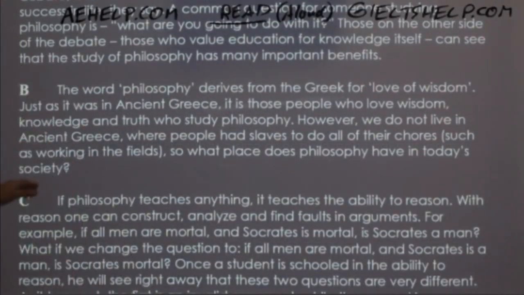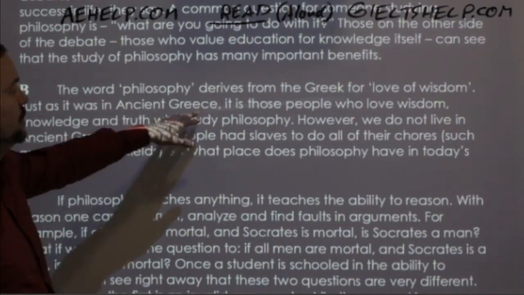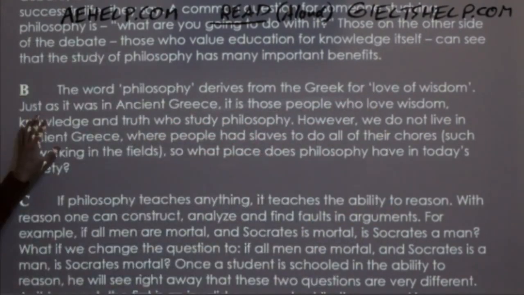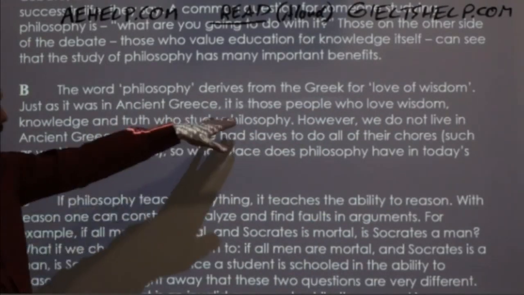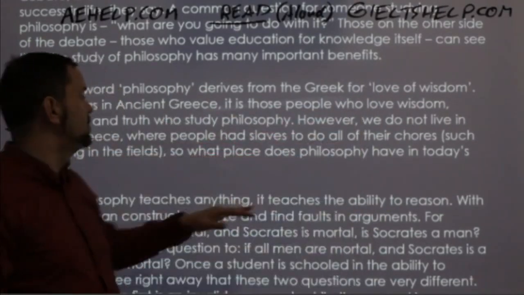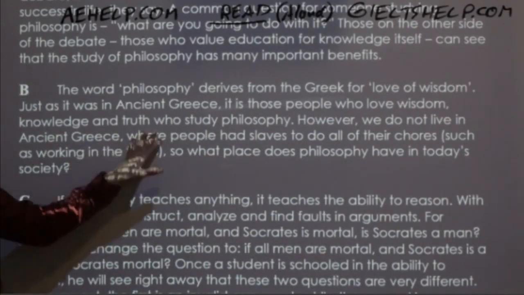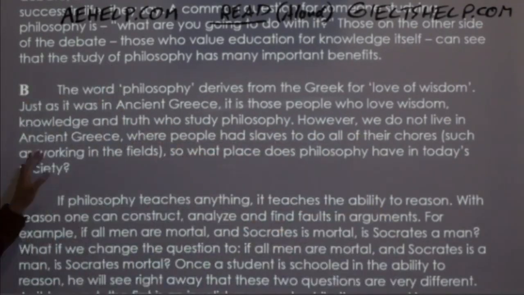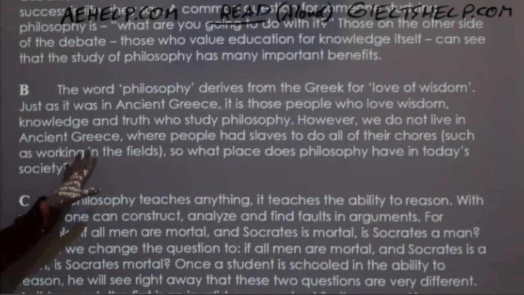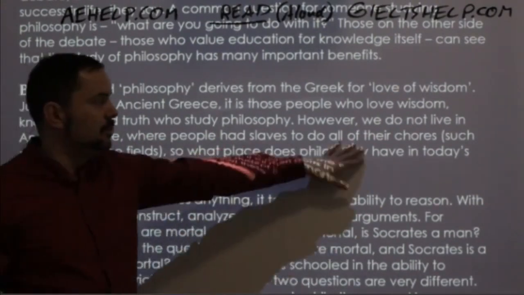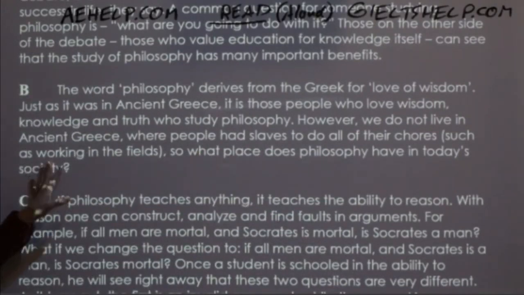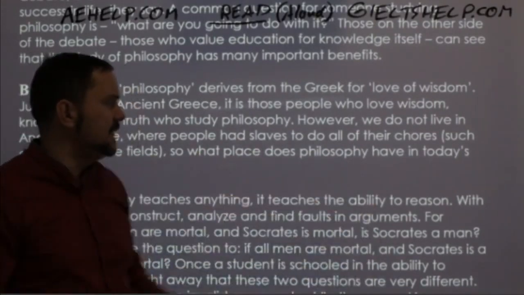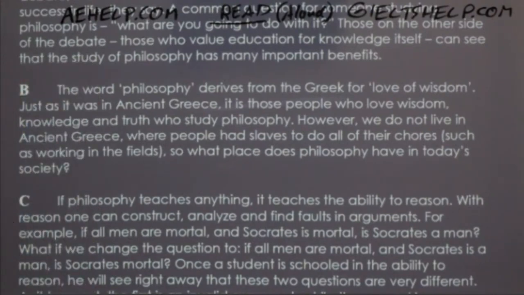Okay, the word philosophy derives from the Greek for love of wisdom. Just as it was in ancient Greece, it is those people who love wisdom, knowledge, and truth who study philosophy. However, we do not live in ancient Greece where people had slaves to do all of their chores, such as working in the fields. So what place does philosophy have in today's society?